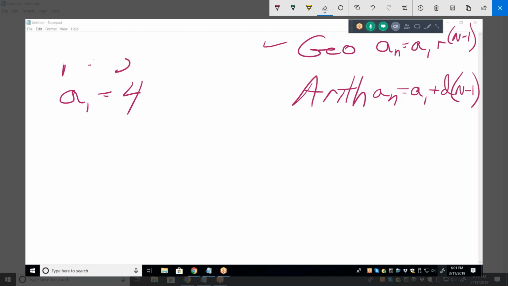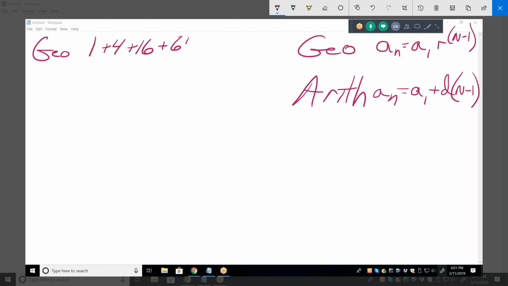What else you got? All right, so for this next one, there's two parts to it. The first part is finding the sum of the first n terms of the series, and the second part is, is it arithmetic or geometric? It's geometric. And then finding n for the given sum. So the series is 1 plus 4 plus 16 plus 64, dot, dot, dot.